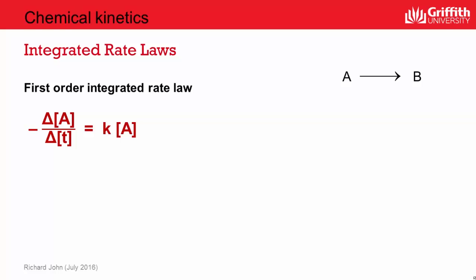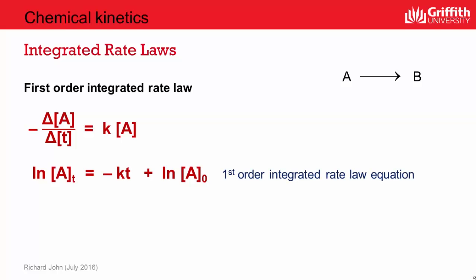Now we can rearrange this equation and do a little calculus involving the integration of the function within limits to achieve this relationship here, which is known as the first order integrated rate law equation. Now, while the mathematical derivation of this expression is not too complicated, in chemistry, the ability to understand and apply this equation is far more important than the knowledge of its mathematical derivation. And so it's important to understand exactly what each term means in this equation.